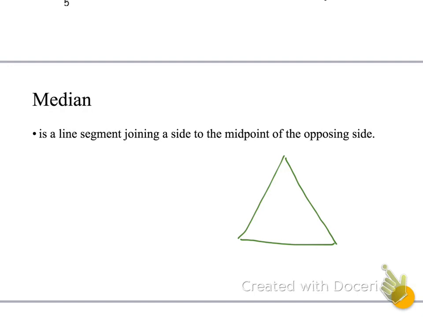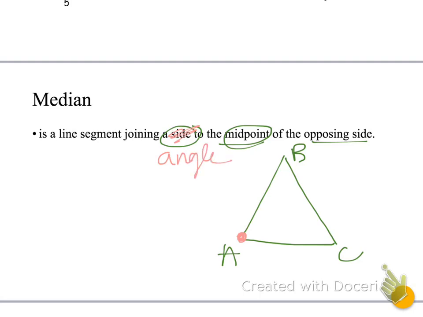Okay, so a median is a line segment joining a side with the midpoint of the opposing side. So if I have A, B, C, I'm going to pick an angle that it's coming from. It will tell you normally what angle you're coming from. So if I pick A is going to be my vertex. It says joining a, oops, this is supposed to say angle right here. Put angle in there. To the midpoint of the opposing side.